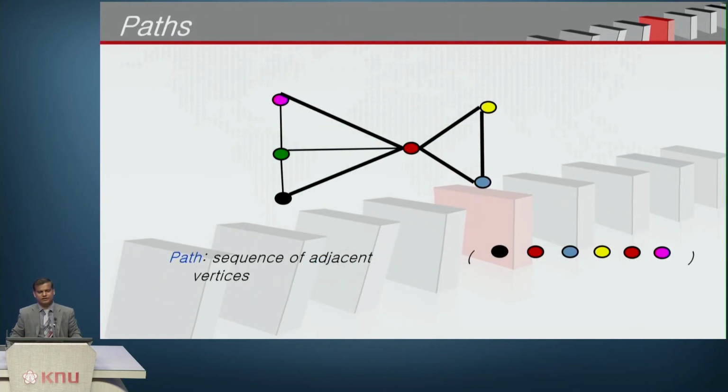Again, now let's talk about some more notions of graph theory. We call path. Path is a sequence of adjacent vertices. Say for example, here the sequence of adjacents, as you can see, starts from black, goes to red, then to blue, then yellow, red, and pink. So that is the path that has been defined in this example.